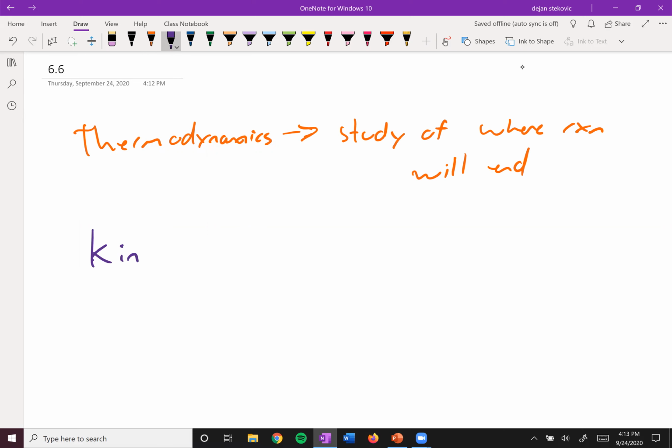For example, just because you know a product is going to be formed, if it takes 1,000 years to form it, that's not going to be very useful to you. And so that's when we get into the study of kinetics. That's how fast a reaction will occur.